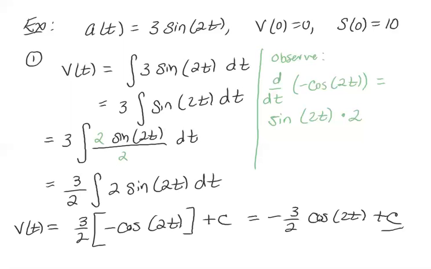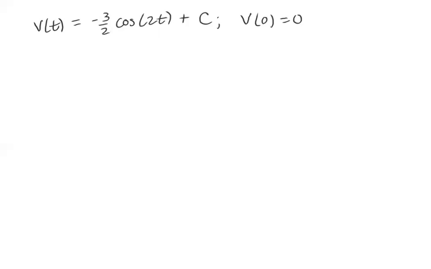Okay, so let's do that. I'm going to write down the velocity function again. V of t is equal to negative 3/2 cosine of 2t plus c. And I also know my initial value. I know that v of 0 is 0. So v of 0 is negative 3/2 times the cosine of 2 times 0 plus c. That's all equal to 0.